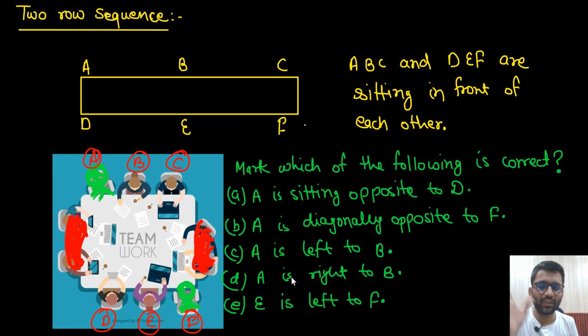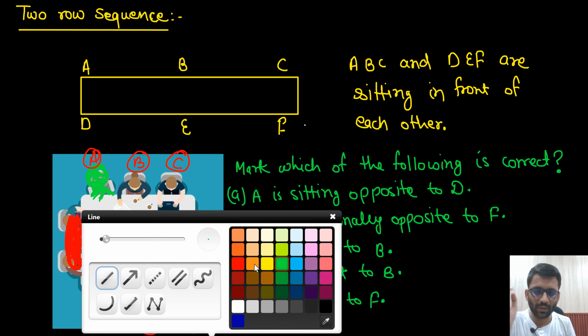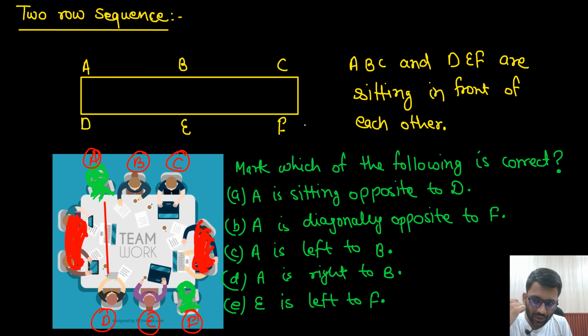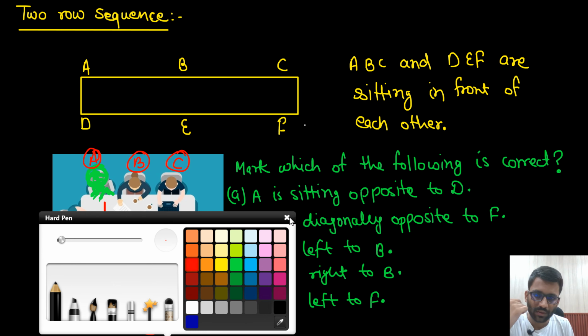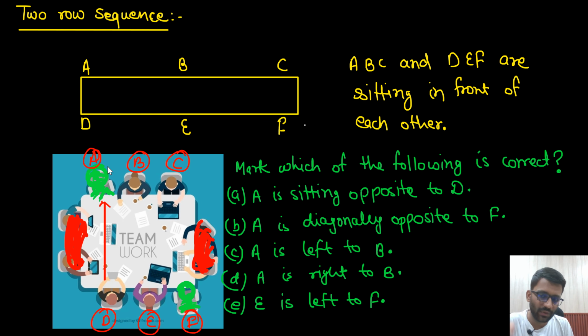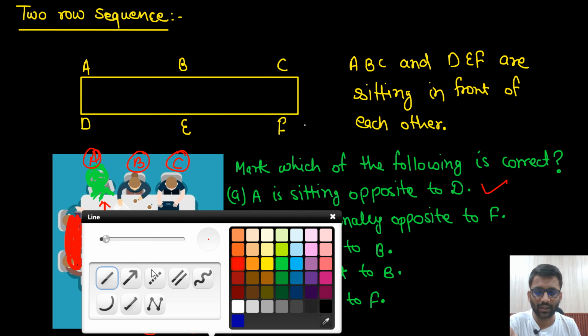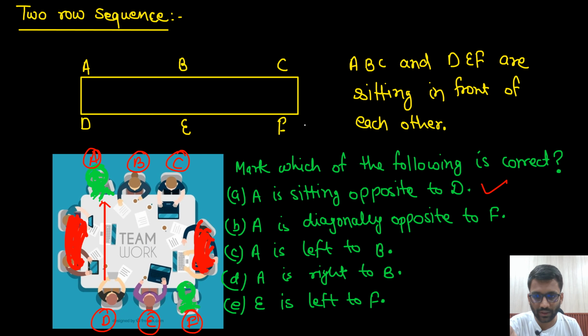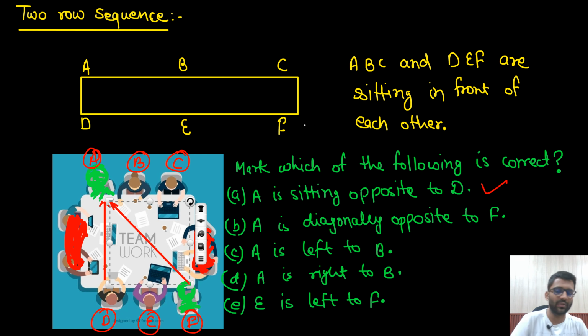A is sitting opposite to D. Yes, this is absolutely correct. This is opposite. This we call direct opposite. So that is correct. A is sitting diagonally opposite to F. Yes, this is also correct. This is diagonally opposite, at the extreme ends.